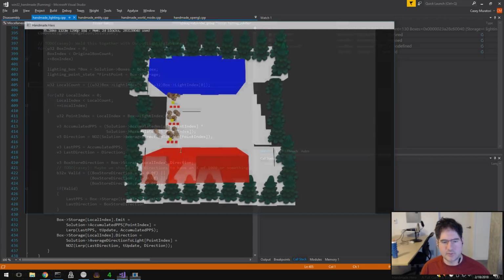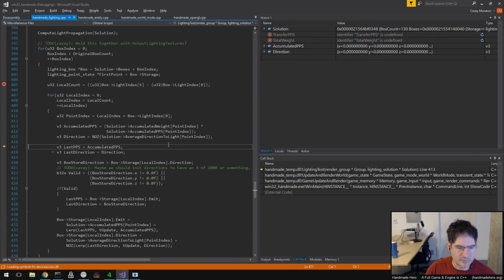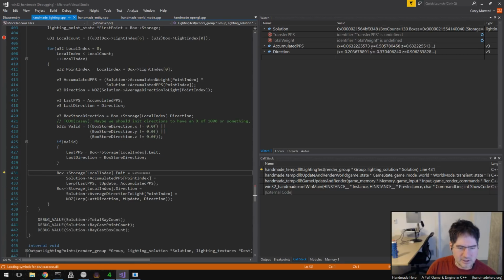So, okay, now let's step through here and look at what's going on. When we check the valid value, it should be false on the first frame, and it is. So now it's going to set the emit value, which is the stored value from the previous frame that we use. It's going to set that equal to the accumulated photons per second.